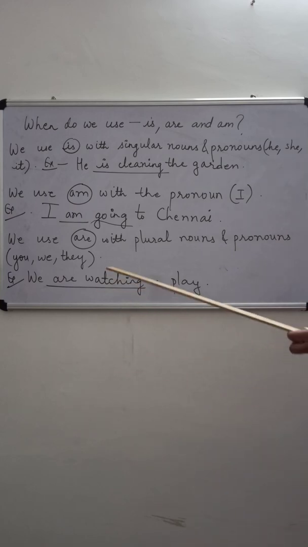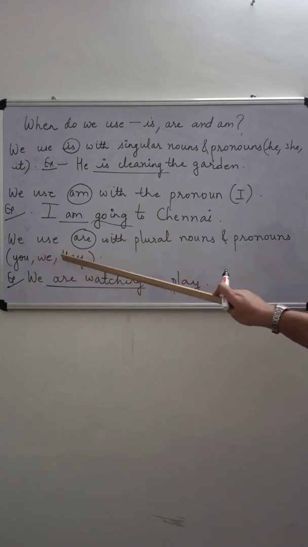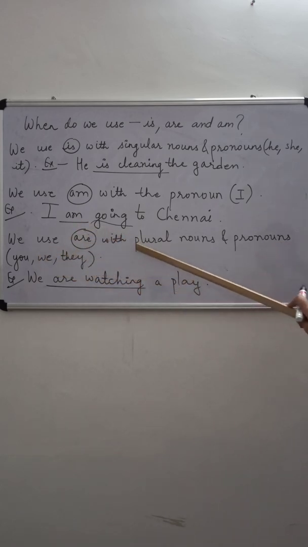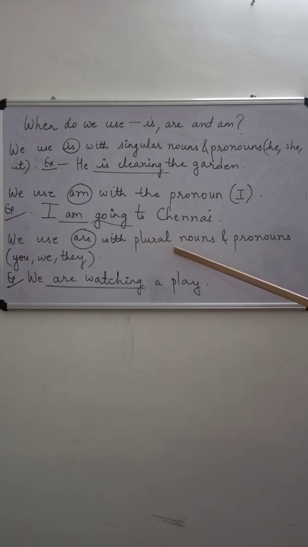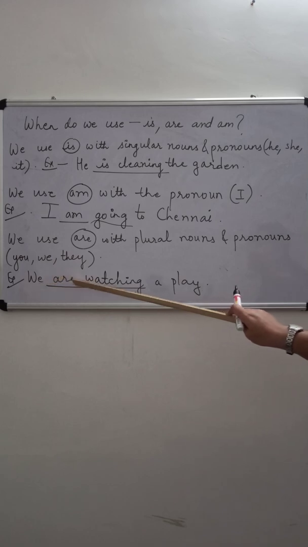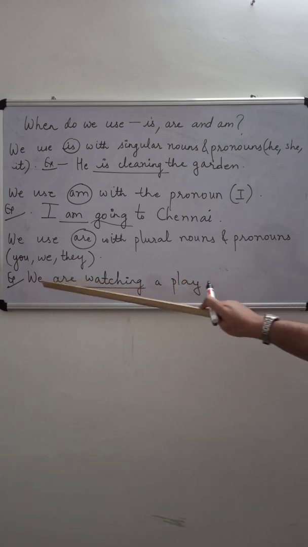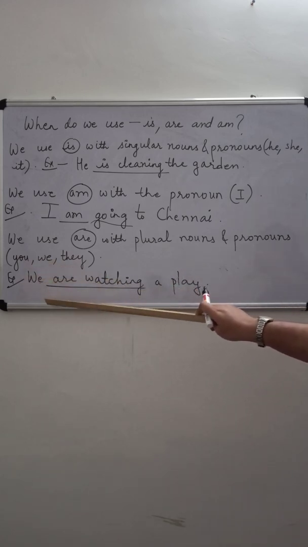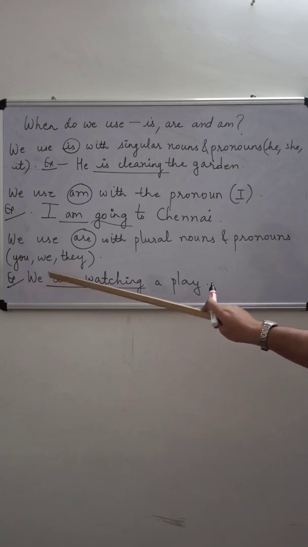Now, we use are with plural nouns and pronouns you, we, they. We use are with plural nouns. Nouns that are more than one in number. For example, we are watching a play. Now we are talking about more than one person. So we will use the verb are watching.